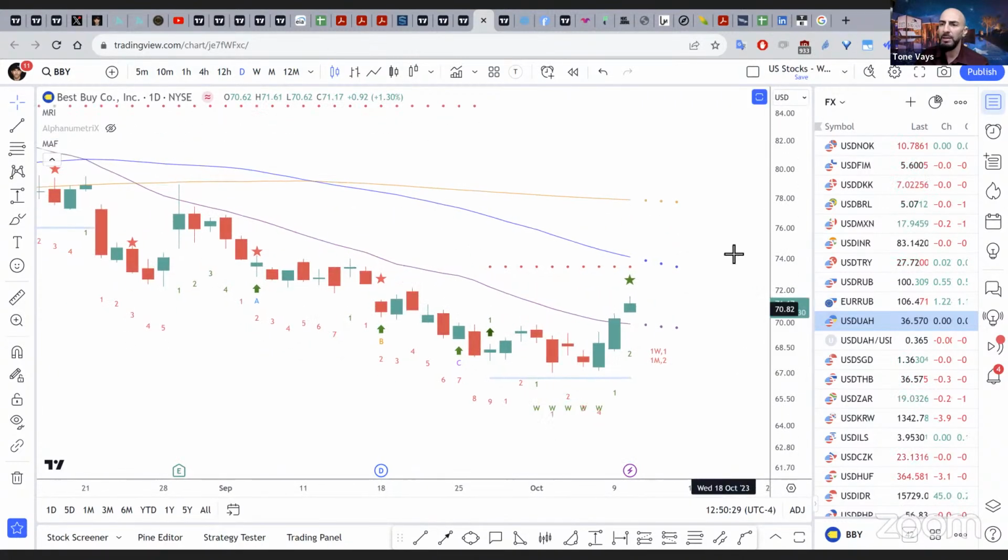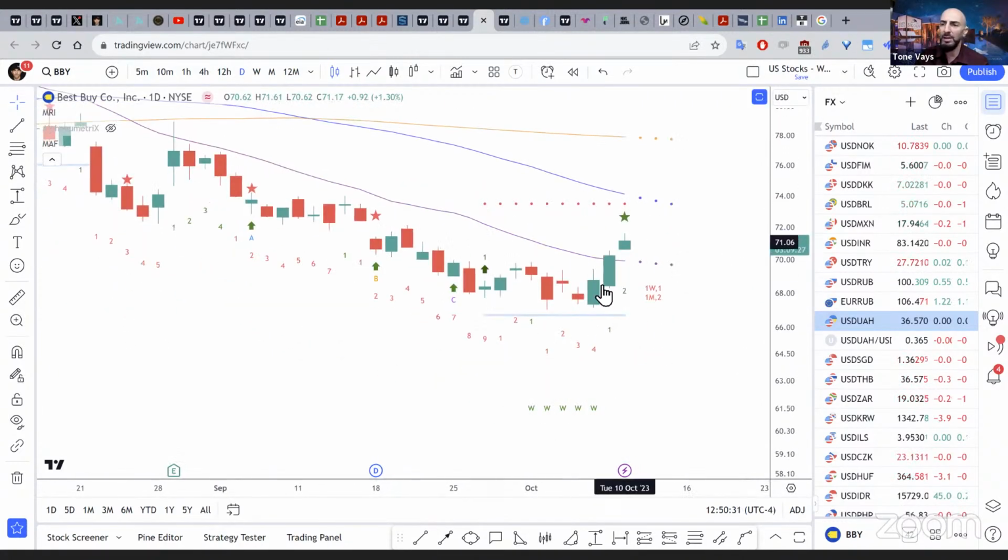And green star candle, I mean, bullish. You had a daily MRI buy within a weekly MRI buy or close to it. Yeah, definitely a buying opportunity in Best Buy last week on the MRI and still looking good.